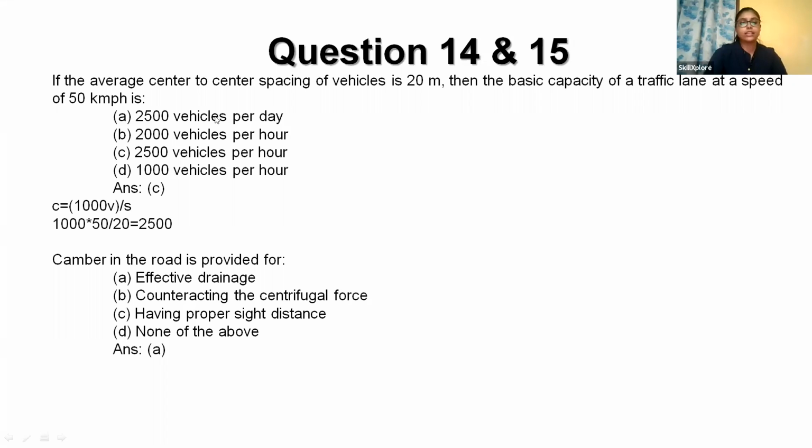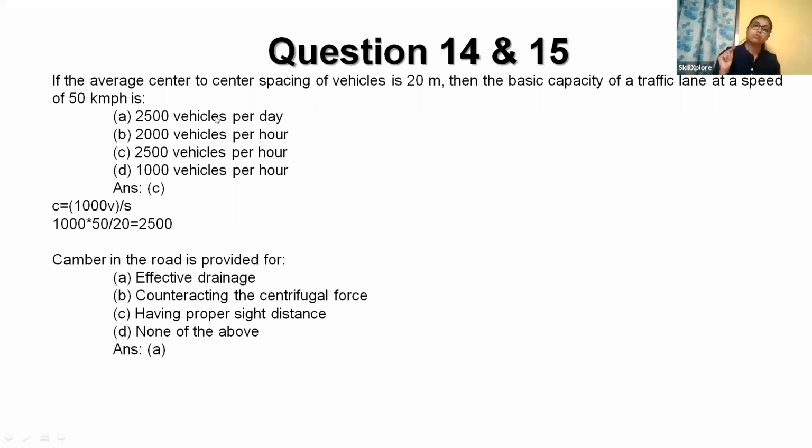Next is, camber in the road is provided for: Option A, effective drainage. Option B, counteracting the centrifugal force. Option C, having proper sides. Option D. So you have to choose. You know what camber is; we have discussed it. I think you remember. It is the slope provided on either side of the pavement for drainage purposes, for rainfall areas, in case there are any problems. So that's what camber is. So it is provided for effective drainage.